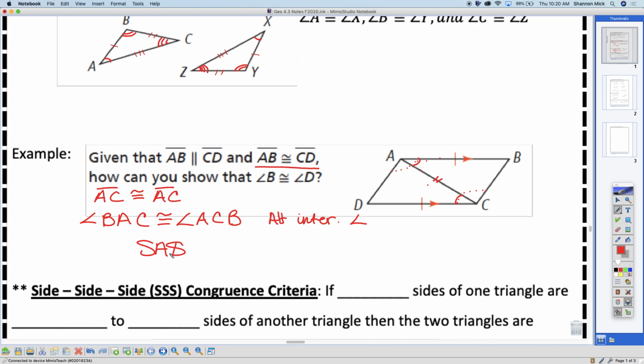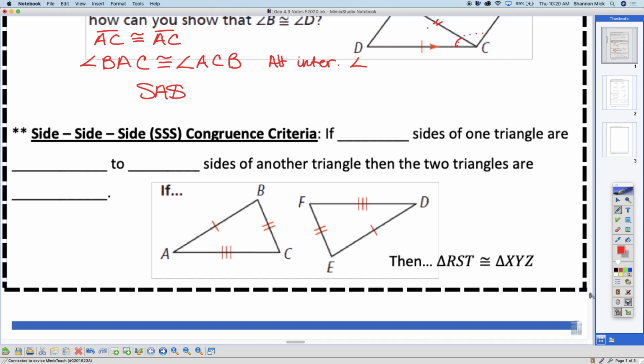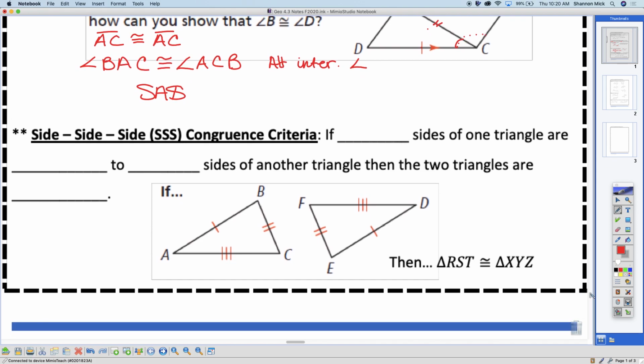Again, am I going to have to use everything I know? Yes. Now we also have side, side, side. Well, that is just SSS. So looking at my picture again, it says if AB is congruent to ED, BC is congruent to EF, AC is congruent to DF. How do I know those are all congruent? The lines, right?